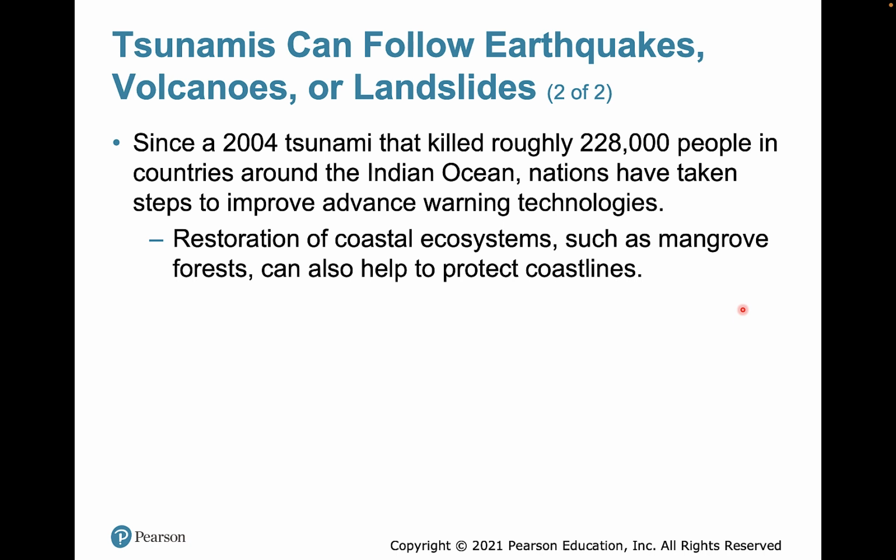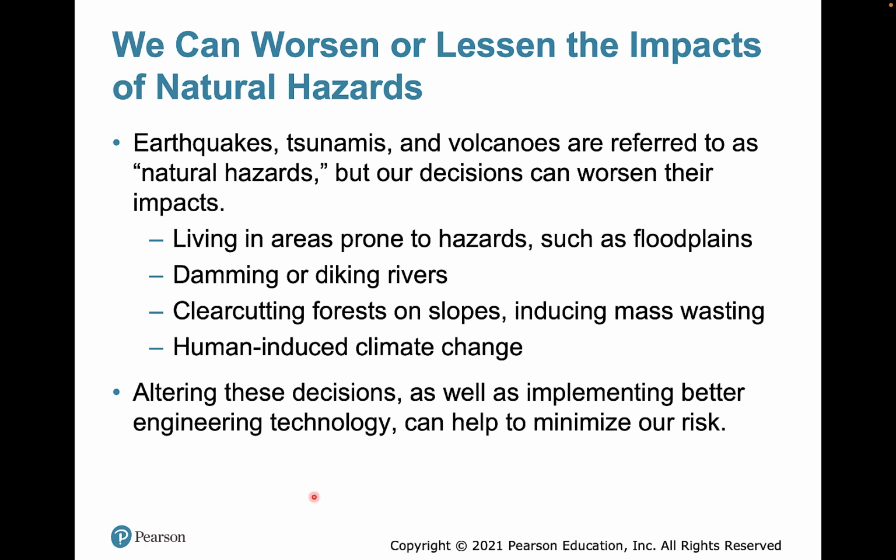One way that we can reduce the impact of tsunamis is to restore coastal ecosystems like marshes and mangrove forests to prevent any issues related to tsunami damage. Those natural ecosystems can absorb some of that energy. So we can make decisions that wind up making these natural hazards more hazardous to humans. If we live in an area that's prone to hazards, such as a floodplain, we're going to be susceptible to flooding. If we live in coastal zones near plate boundaries, we're going to be more susceptible to tsunamis.